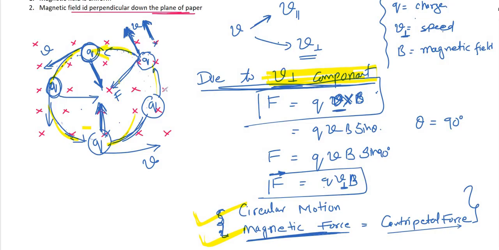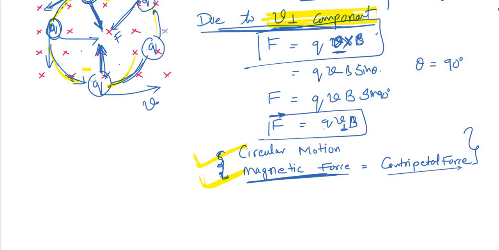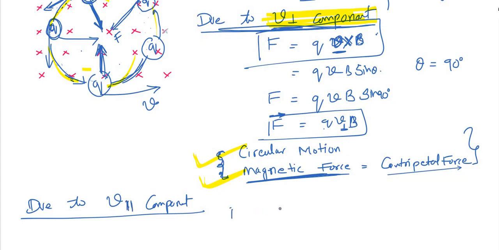Now we will check what kind of motion will happen due to the parallel component, because every speed will have two components, a parallel component and a perpendicular component. The motion due to the parallel component: we have studied that if the particle's speed is parallel to the field, the magnetic force will be qvB sin theta. And since it is parallel, theta is 0 here.